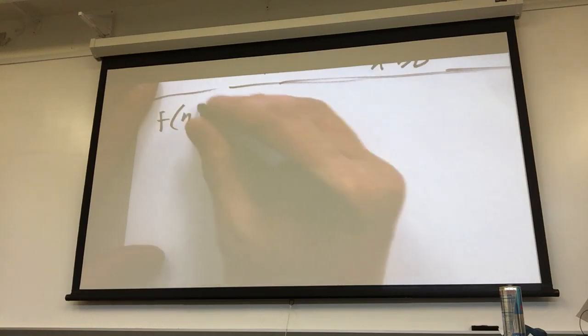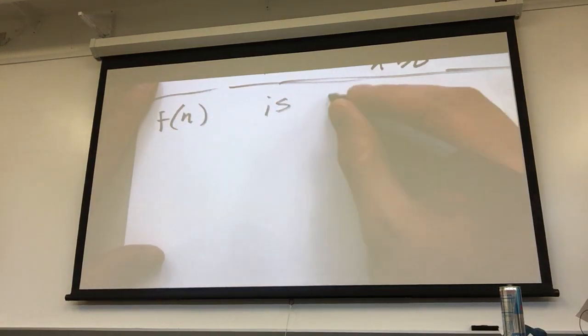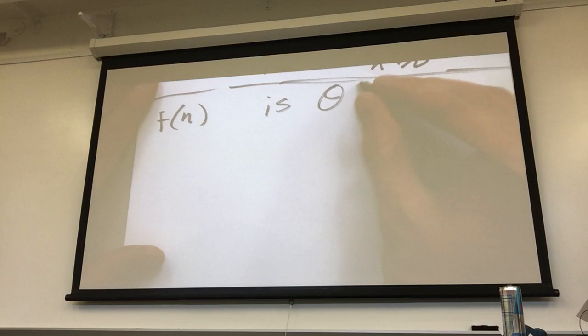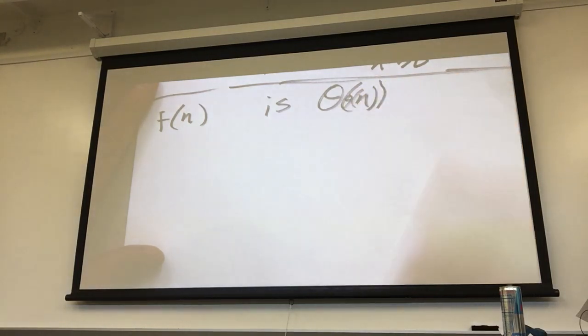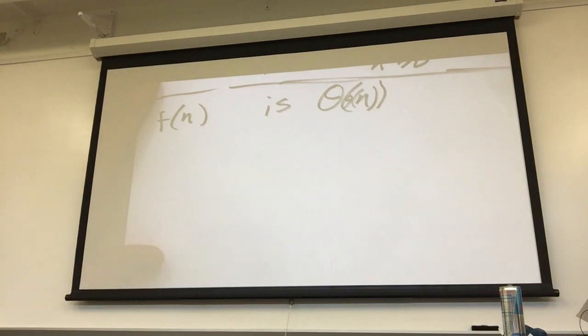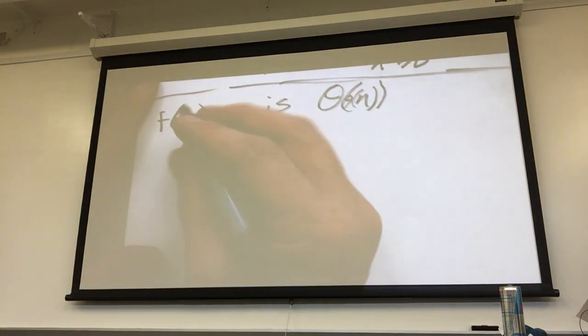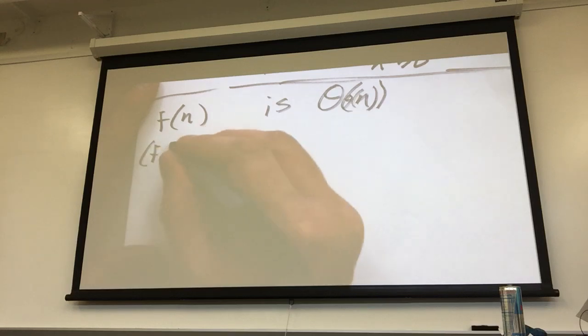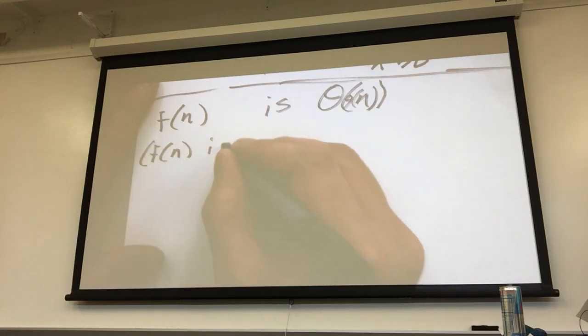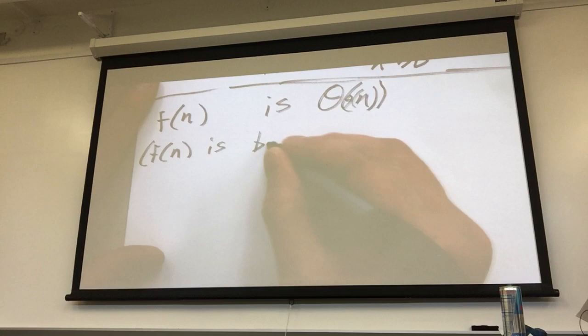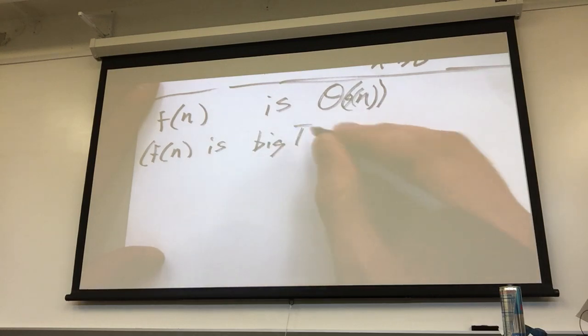Now, f of n is theta of g of n. So another way to say this is, f of n is big theta of g of n.